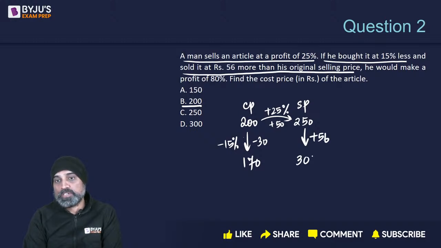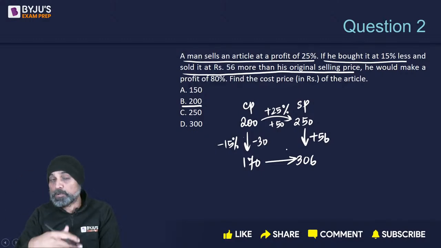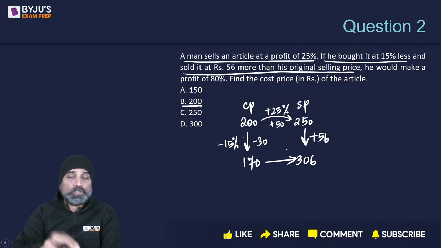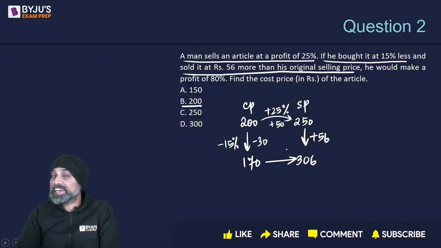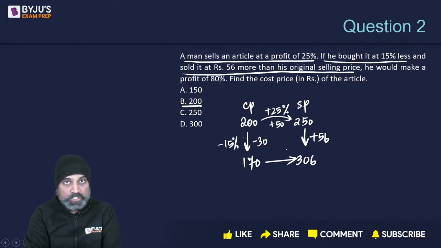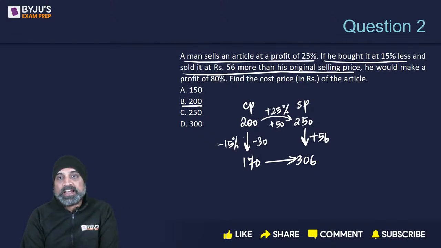So this becomes 306. It says this is supposed to be 80%. If this profit percentage is 80%, then 200 is the answer. If this is more than 80%, that means the answer should be more than 200. If it is less than 80%, then the answer is obviously 150 because there is only one option, right? So we can see that this is an increase of 136 out of 170. So is it 80% or not?